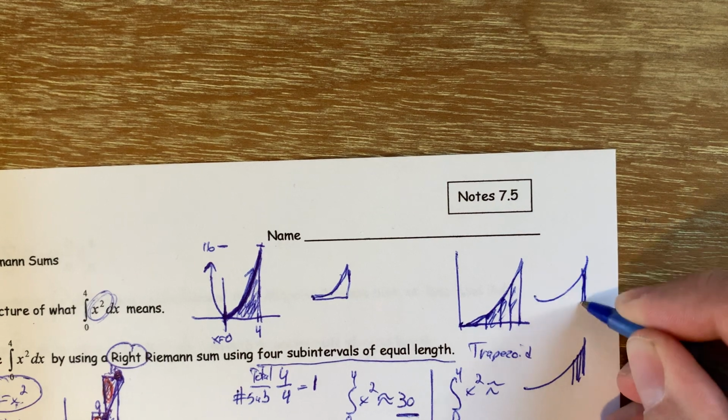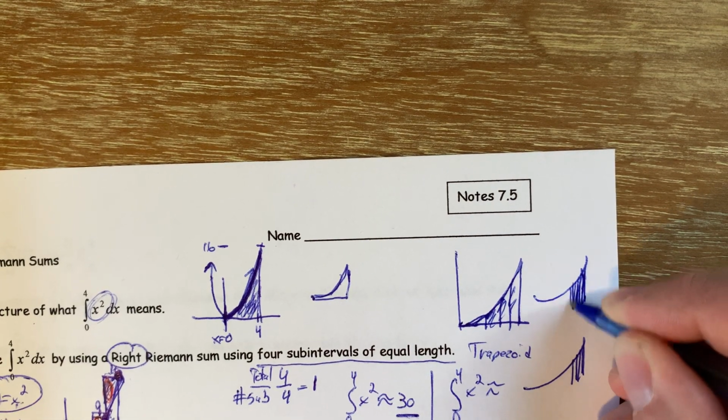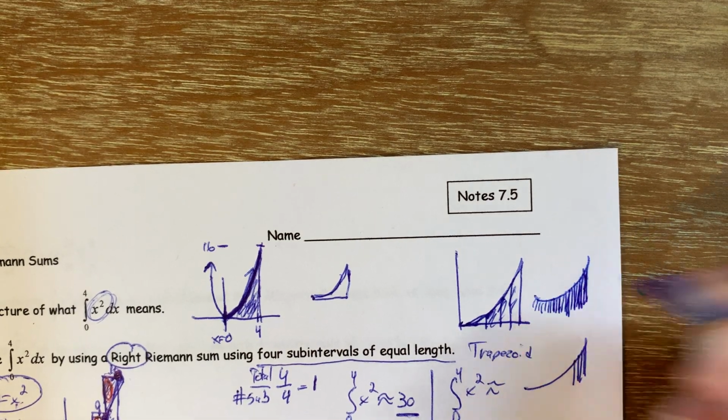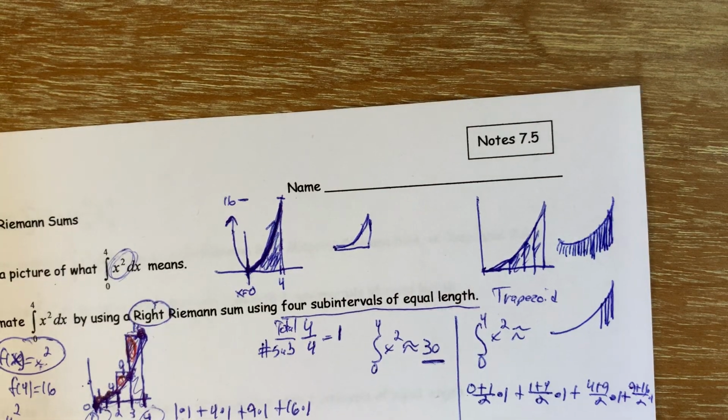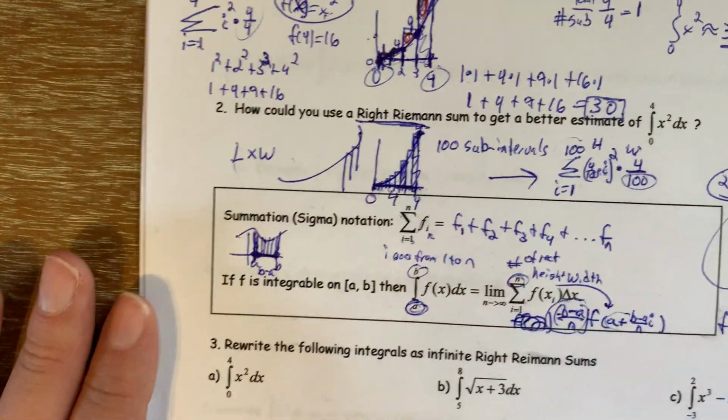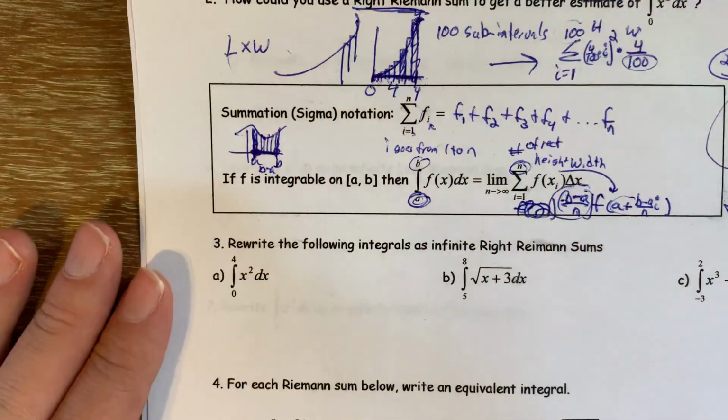You're putting in infinitely small rectangles, and that will find the exact area of whatever is there, because there won't be space in between them. So let's see how we would write an infinite Riemann sum here.